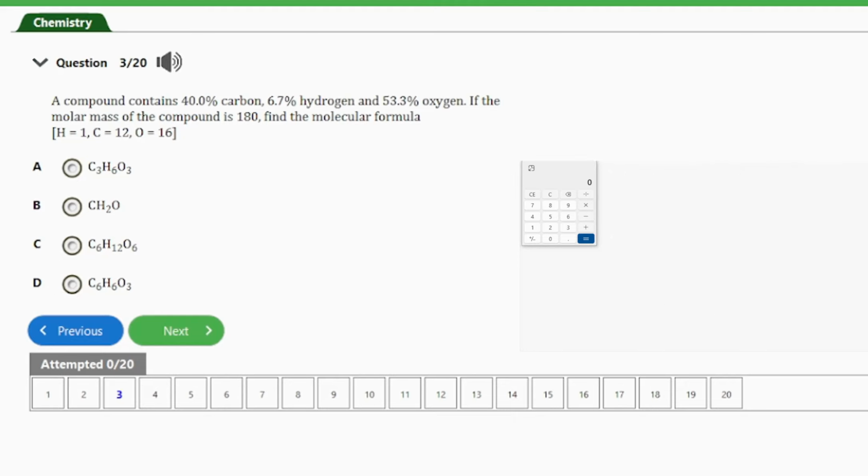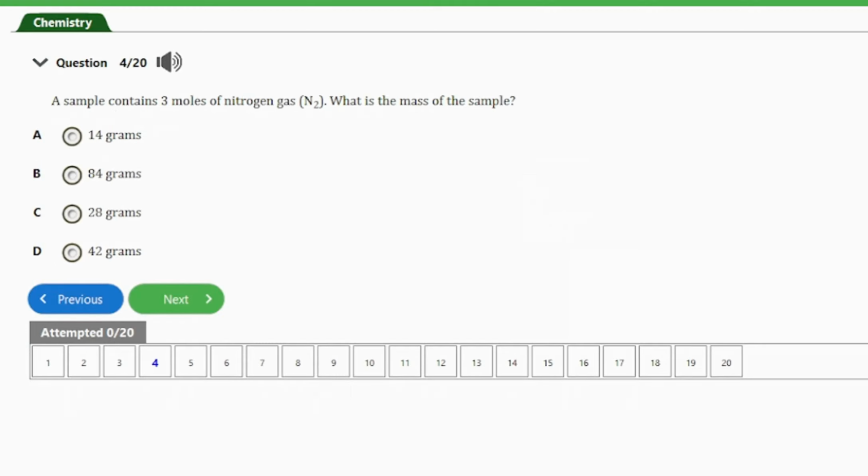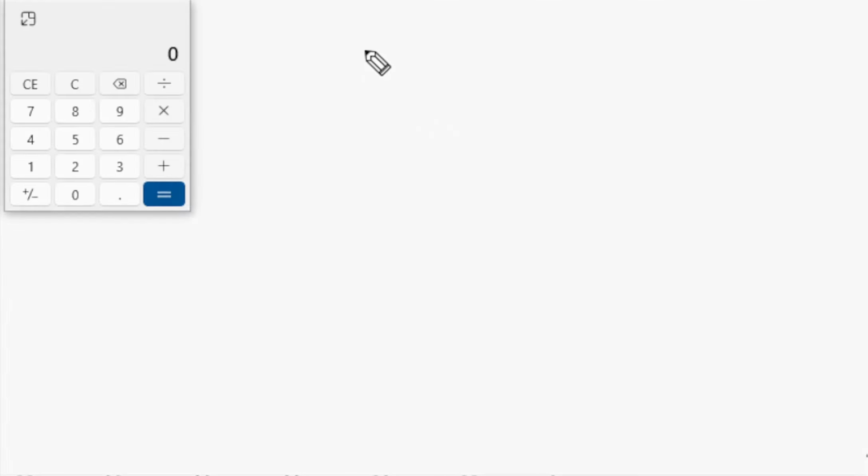So you're wiping this, and then let's go ahead and check out the next question. That's question number 4. It says, a sample contains 3 moles of nitrogen gas. What is the mass of the sample? So guys, this is just simple. We're going to zoom into our workspace here. We have 3 moles of nitrogen gas. So nitrogen gas is N2. So this is N2, and then we have 3 moles of this.